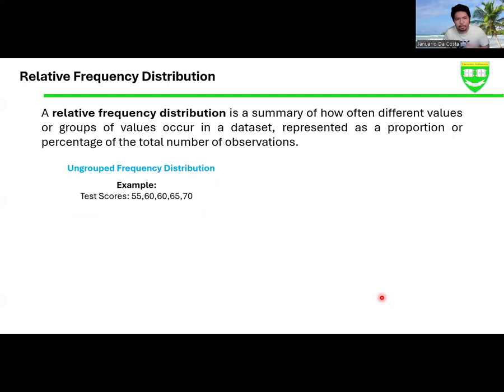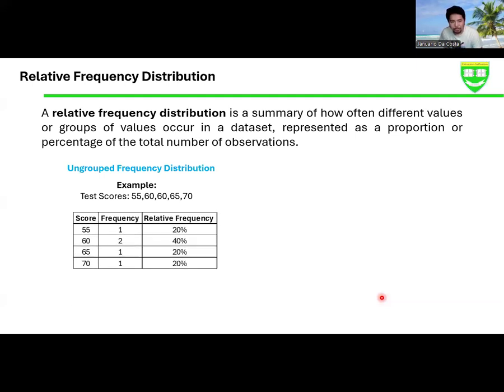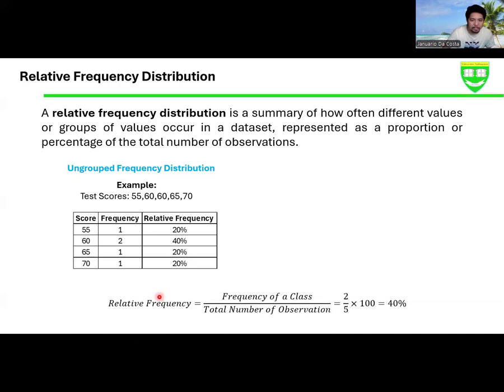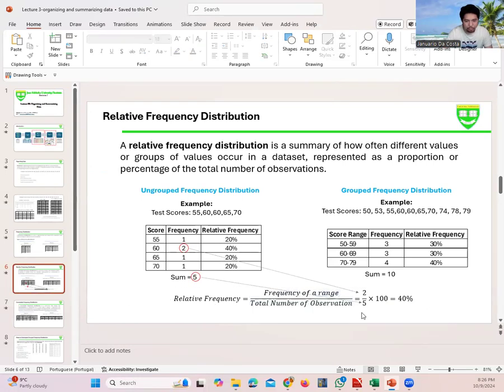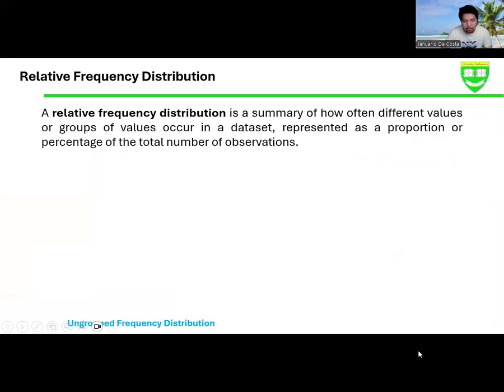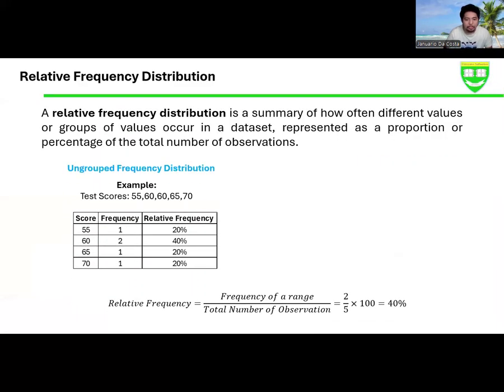So relative frequency distribution is just basically you want to represent it in a percentage. For example, 55. The formula of relative frequency is the frequency of the class. No, not the frequency of the class. Frequency of the range or ranges of data. So for example, frequency of range.